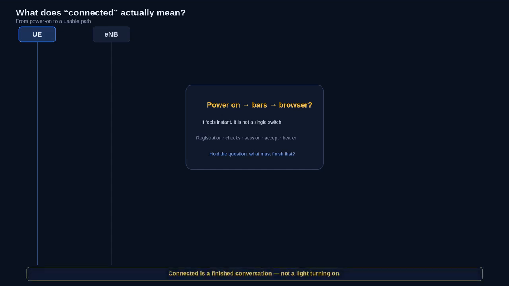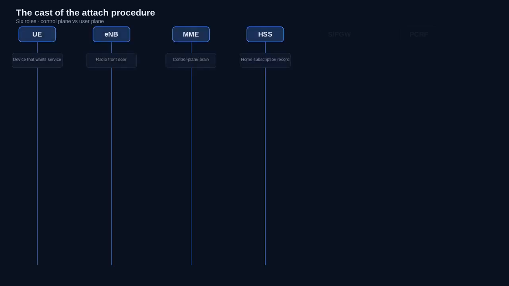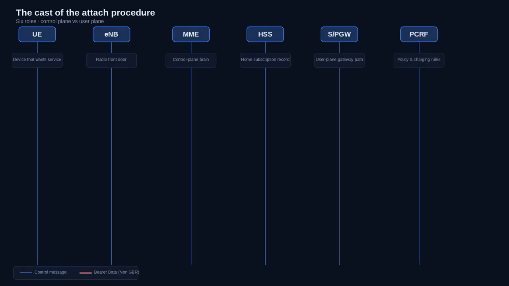Let's start with who is even in the room. 6 roles sit on the stage of this procedure. Think of them as a chain of responsibility, not a pile of acronyms. On the far left is the UE, the user equipment. That is the phone, the modem, the device that wants service. Next to it is the ENB, the base station. It is the radio front door. Everything the device says to the core network passes through here first.